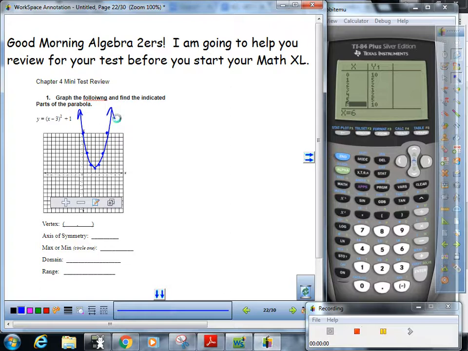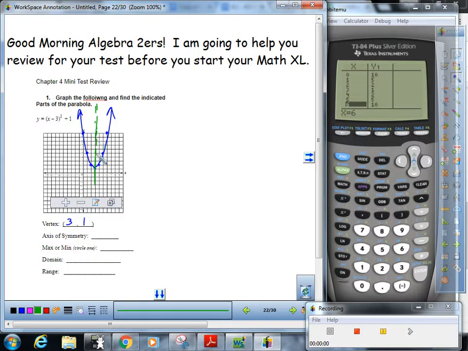Now, don't be intimidated by the words. So what does the vertex mean? It's the point at the top or the bottom of the parabola. Okay? So what is this point right here? It's 3, 1. Okay? Symmetry. What's symmetry mean? It means same on both sides. Are you guys engaging yourself right now? Are you listening? Good. So symmetry means same on both sides.